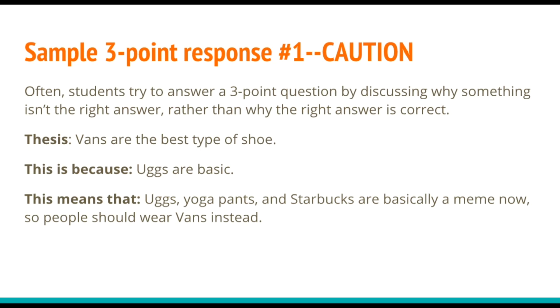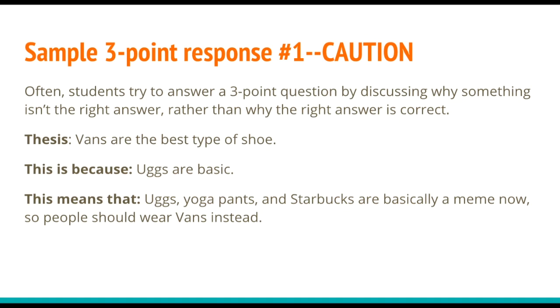Yeah, all of this is true. Uggs are basic. Don't be a walking meme. But that doesn't answer the question as to why Vans are the best type of shoe. It does tell me why Uggs are terrible, but that's not the question that's being asked. The question isn't what are the worst shoes, it's asking me what are the best shoes. So instead of saying Vans are the best and then going off on what is the worst shoe or on why other shoes aren't great, I need to stick to the question being asked.